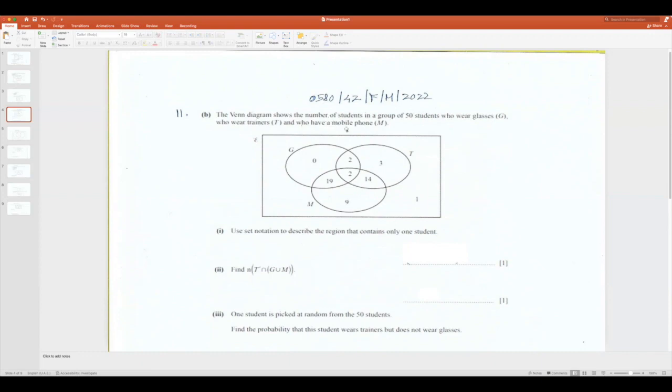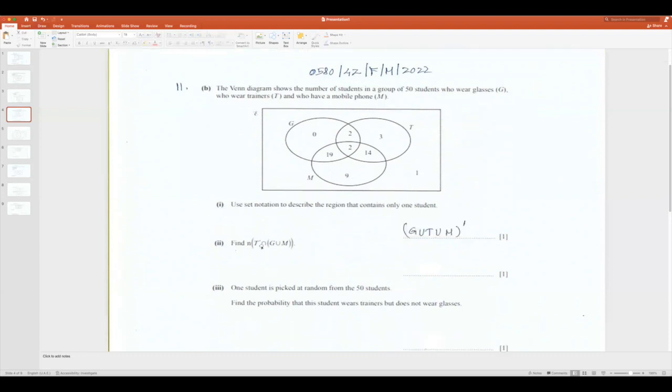The Venn diagram shows the number of students in a group of 50 students who wear glasses, trainers, and have mobile phones. Use set notation to describe the region that contains only one student. Here only one student, so that means this person is not wearing glasses, not wearing trainers, not having a mobile phone. G union T union M dash.